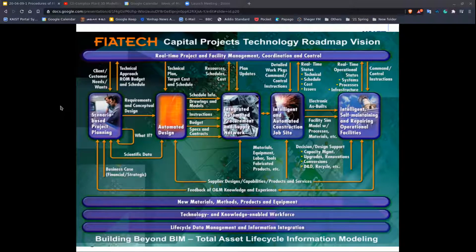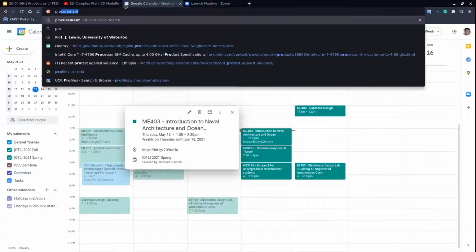As you can see at the bottom, there is something that says building beyond BIM. BIM is building information management. In the middle, as you can see, there are five phases: planning, design, integrated automated procurement, construction, and operation. I think procurement may be a new term, so I'll check its definition.